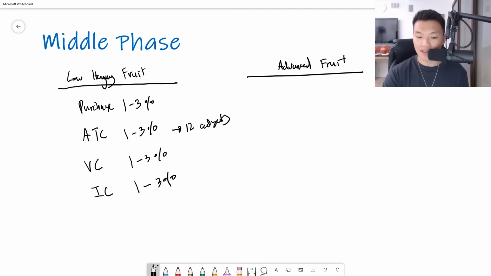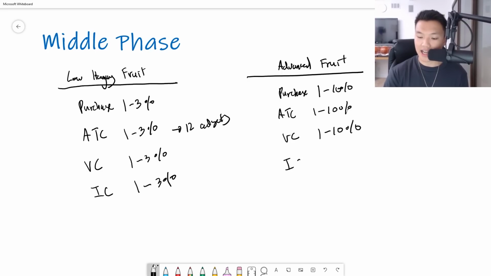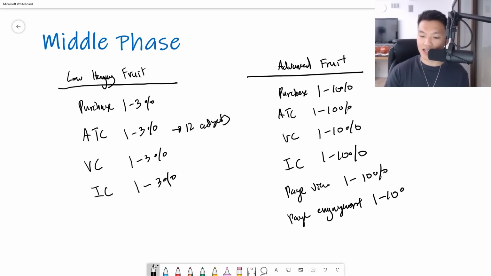Same principles apply. This time you're going to go purchase, 1 through 10%, ATC, 1 through 10%, view content, 1 through 10%, initiate checkout, 1 through 10%. And also you're going to do page view, 1 through 10%. See how we're getting broader and broader. And also you're going to do some sort of page engagement related LAA, 1 through 10% as well. And again, these are the more advanced audiences you're going to use. If performance is good on this end, this is the next layer of audiences to use, and those same scaling and testing principles still apply.